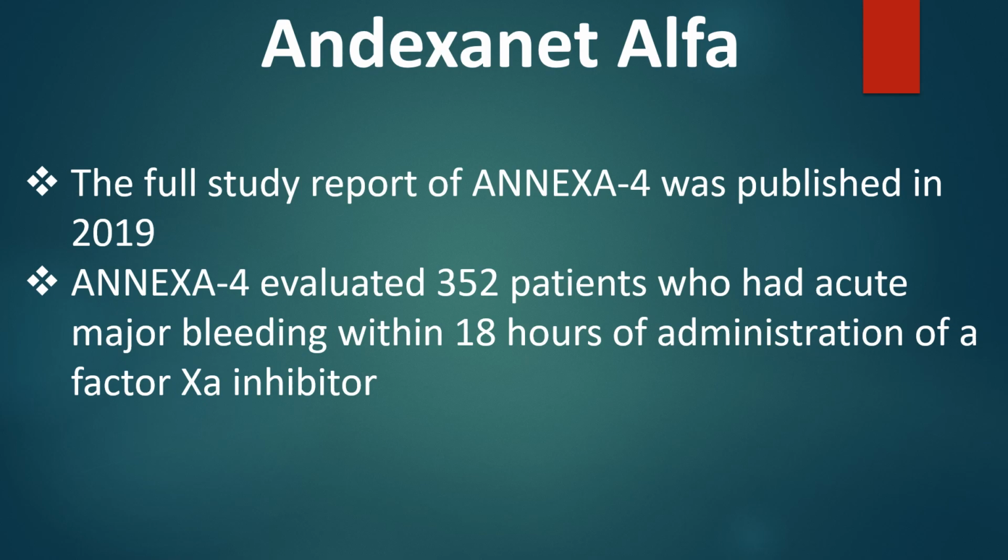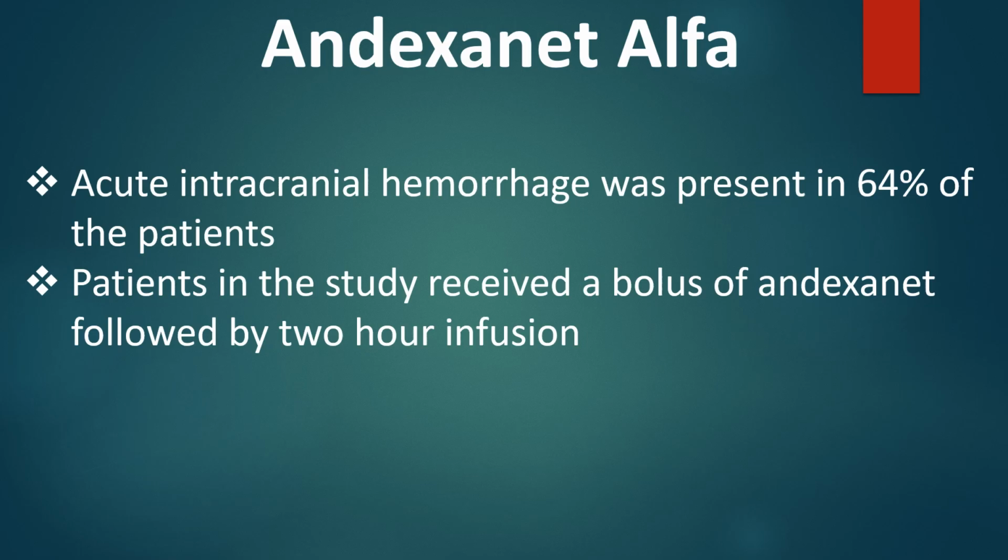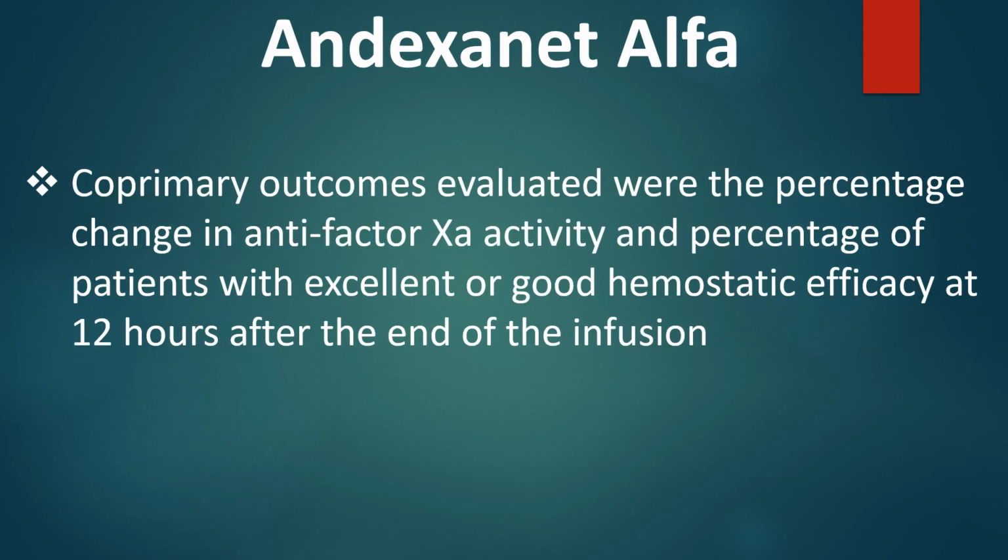ANNEXA-4 evaluated a total of 352 patients who had acute major bleeding within 18 hours of administration of a factor Xa inhibitor. Acute intracranial hemorrhage was present in 64% of the patients. Patients in the study received a bolus of Andexanet followed by a 2-hour infusion. Co-primary outcomes evaluated were the percentage change in anti-factor Xa activity, and percentage of patients with excellent or good hemostatic efficacy at 12 hours after the end of the infusion.